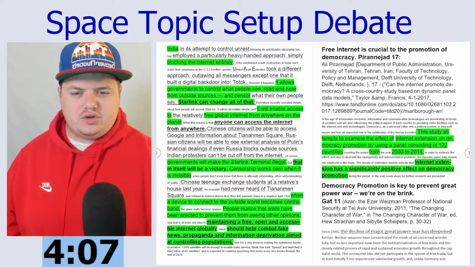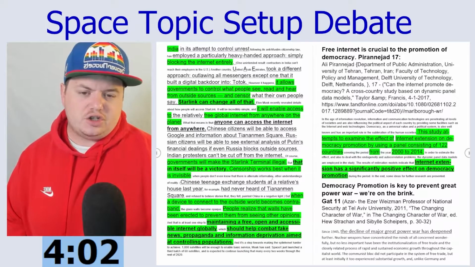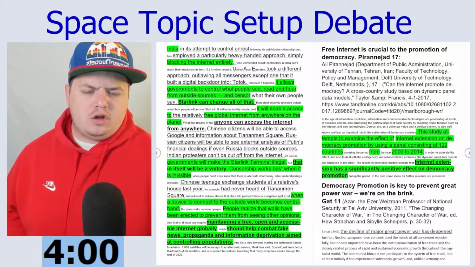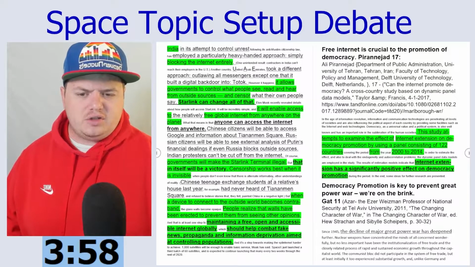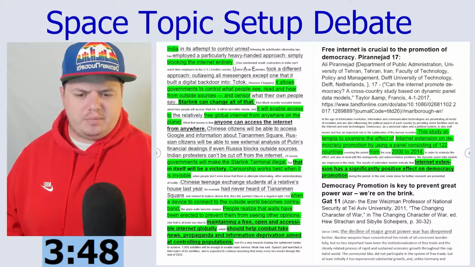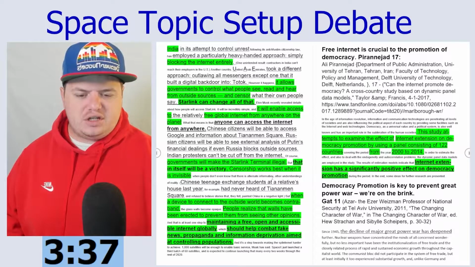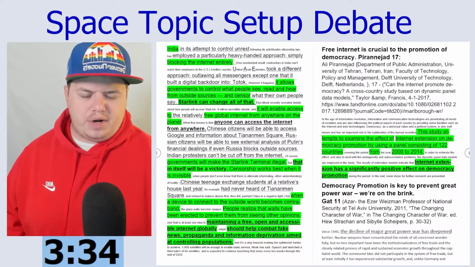It allows governments to control what people see, read, and hear from outside sources and censor. Starlink can change all of that. It will enable access to free global internet from anywhere on the planet. Governments will make the Starlink terminal illegal. That itself will be a victory. Censorship works best when it is invisible. When a device to connect to the outside world becomes contraband, people realize that the walls have been erected to prevent them from seeing other options. Maintaining a free, open, accessible internet globally should help combat fake news, propaganda, and information deprivation aimed at controlling populations.